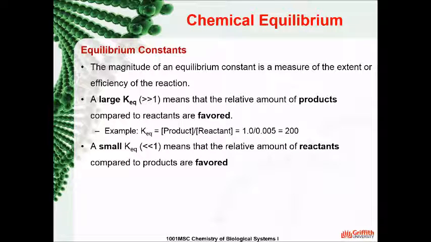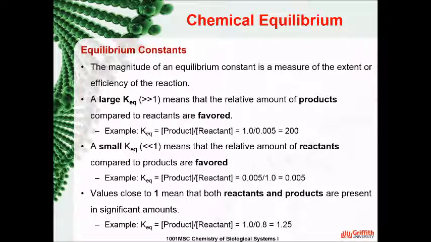On the contrary, a very small value for KEQ, around 0.01, means that the equilibrium is in favor of the reactants. For example, if the product concentration in a chemical equilibrium is around 0.005 molar and the reactant concentration around 1 molar, then the KEQ will equal 0.005. KEQ values around 1 mean the equilibrium is shared between the products and the reactants.